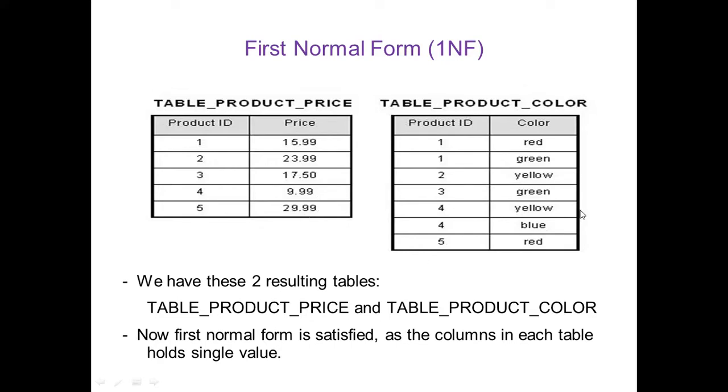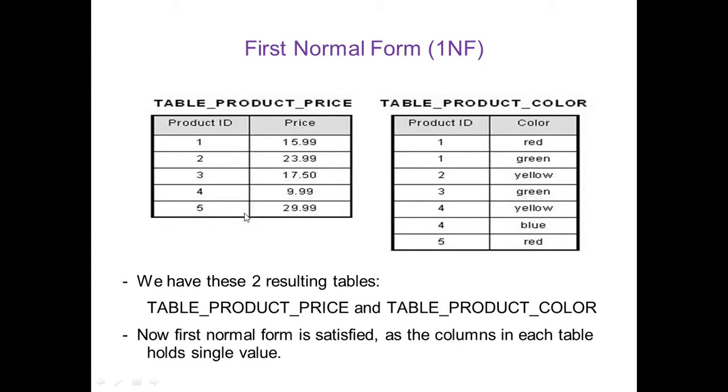Means it is having only single value attribute. And the second table is there, that is table product color. Now it is having the single value attribute and it is also not having the duplicate values. See, product ID is 1, its color is red. Product ID is 1 but its color is green. So in this case, suppose we are going to take the product ID as a primary key, then there may be duplicate values. But if we are going to take the primary key as product ID and color, then it is going to satisfy the redundancy. Means it cannot contain the duplicate values.